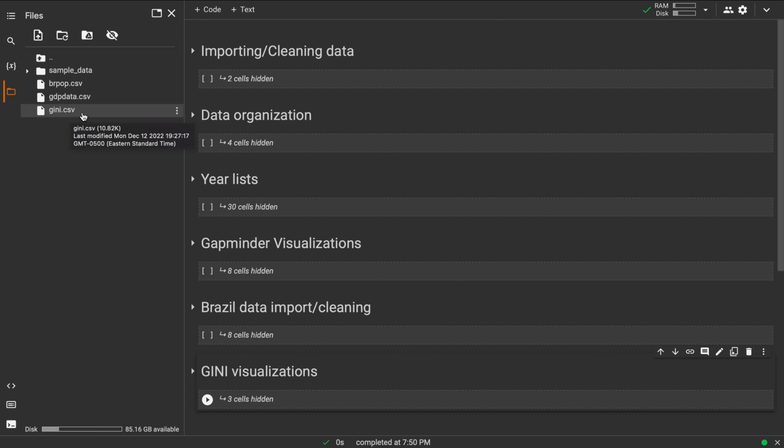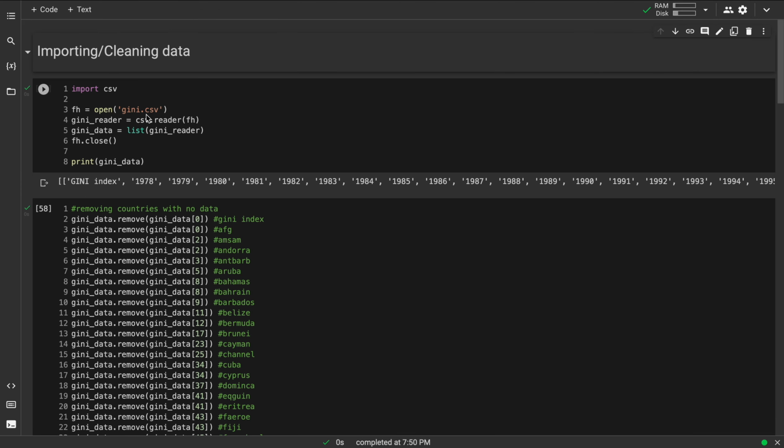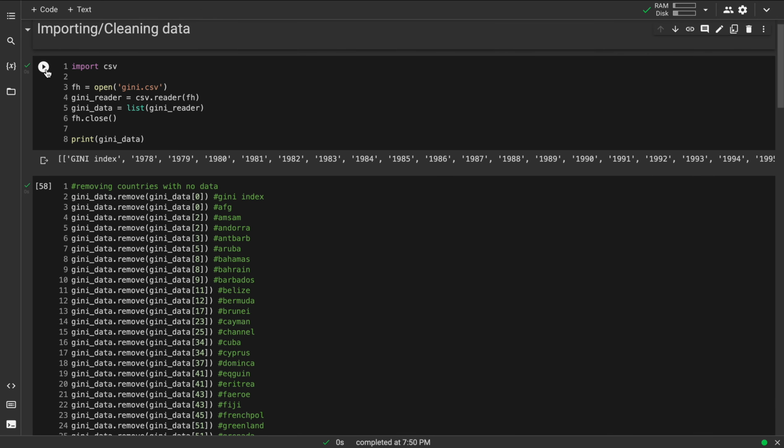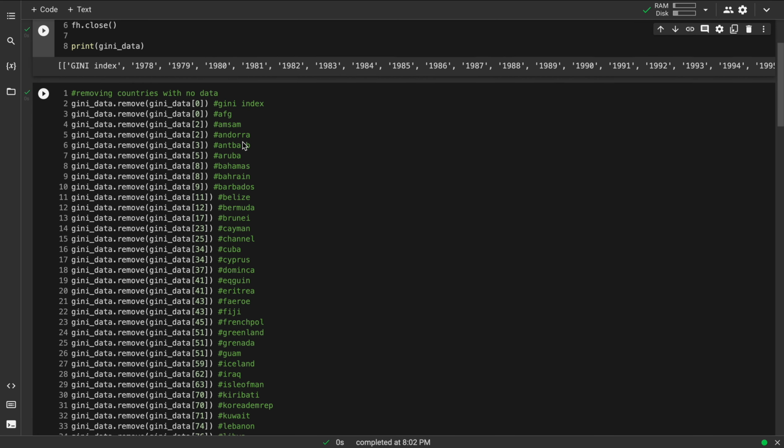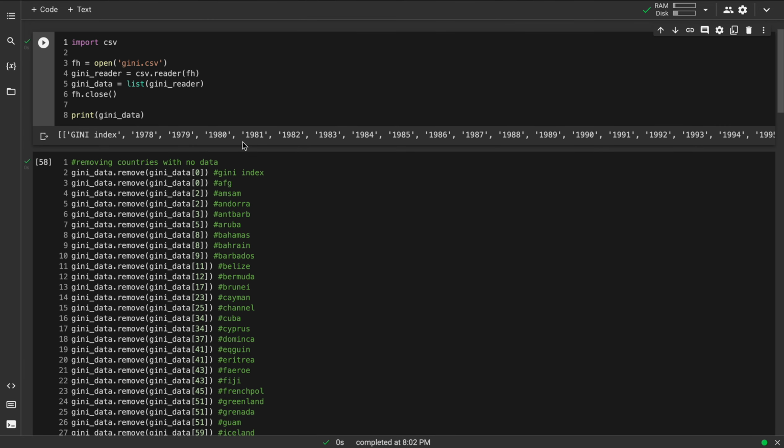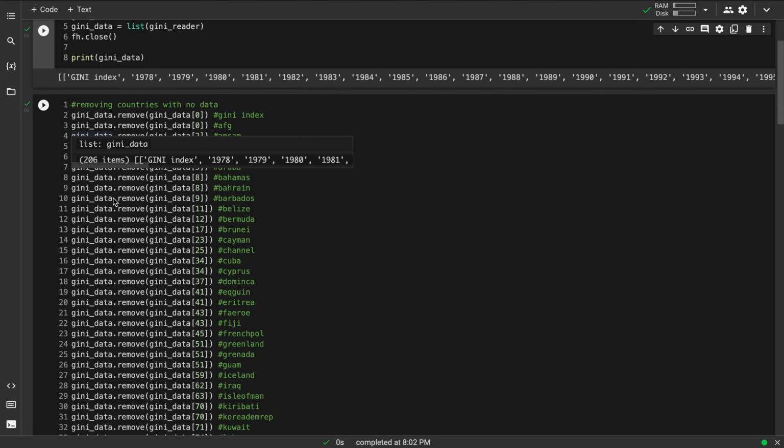So we began with this Gini CSV file that we got from World Bank that shows the Gini indexes for different countries across the world in a time period from 1978 to 2007. So that was the range that we were looking at. And our first thing was to import this CSV file and create a list out of it with the data from it. And then we saw that there were a lot of countries that had no data points whatsoever. And so we decided to remove those, and we did so here.